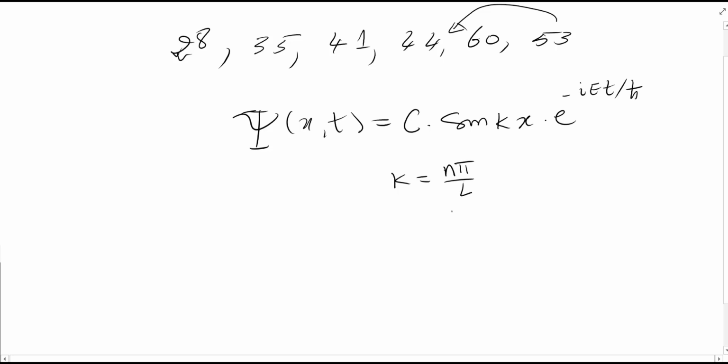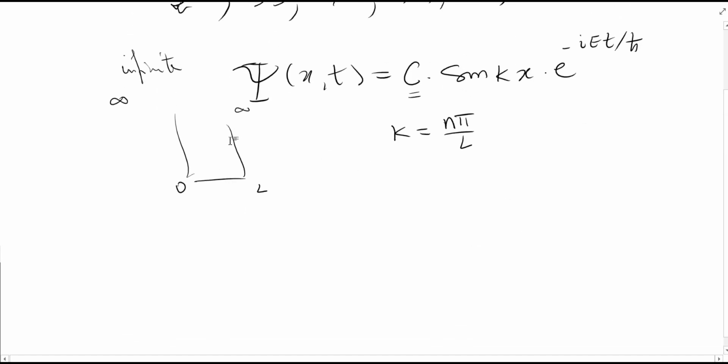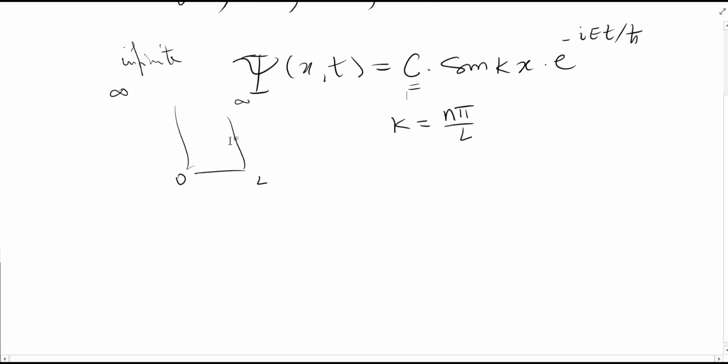Okay, that was the box with width L. From 0 to L, the particle can only exist in this region, and the well is infinite. So this is the case of the infinite well. I promised during that time that we would go back and revisit what this C is, and it has to do with the normalization. It has to do with the fact that we know the particle has to be between 0 and L.